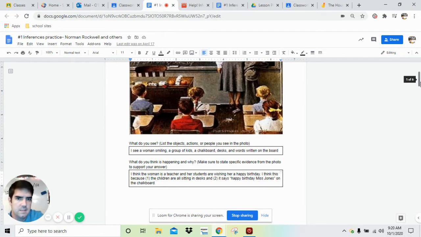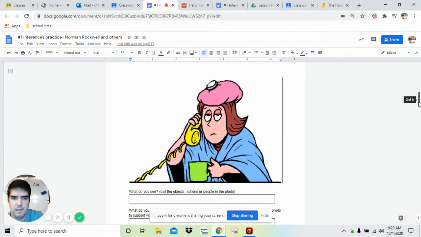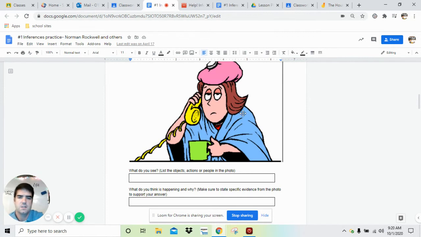Okay. Second one, I'll walk through very quickly. So what do I see? I see a woman on a corded phone with a blanket around her, holding a coffee mug, and it looks like she has an ice pack on her head, and her eyes kind of look droopy. So that's question one. Those are all the things I saw, and you could just dump it like that. It doesn't need to be perfect sentences or anything like that. Just a list. Blank, blank, comma, blank, blank, comma, blank, blank.